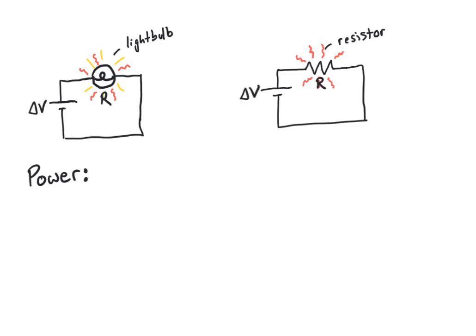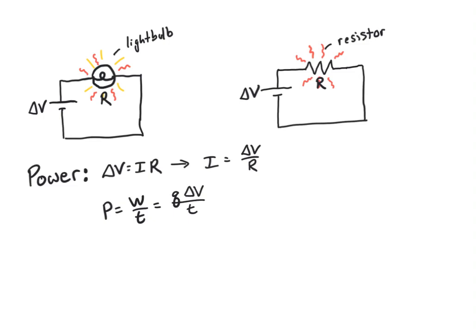We can use Ohm's law then to figure out how much current will be flowing through our circuit because we know the potential difference and we know the resistance. And so Ohm's law just tells us that I is equal to delta V over R. And power is equal to the work done over time. But the work done by an electric field can be written as the amount of charge being pushed across a potential difference, delta V. And so this gives us a relationship between the potential difference of the circuit and the charge that we're pushing through the circuit.